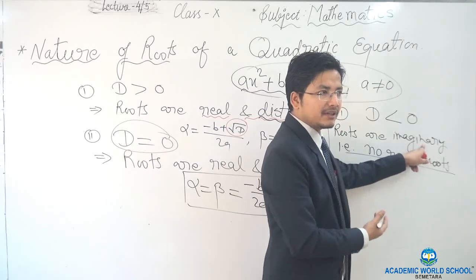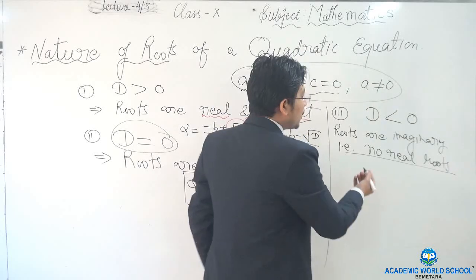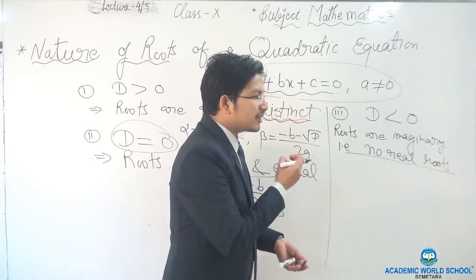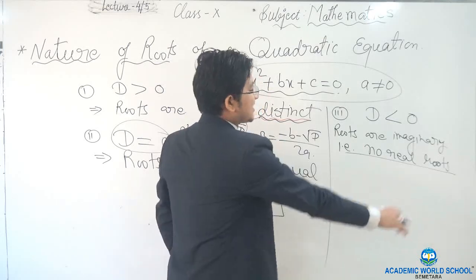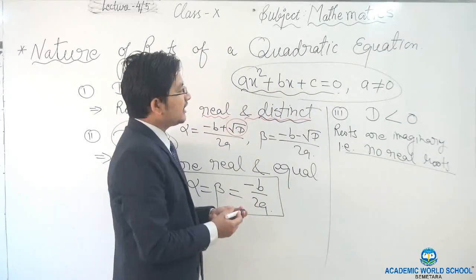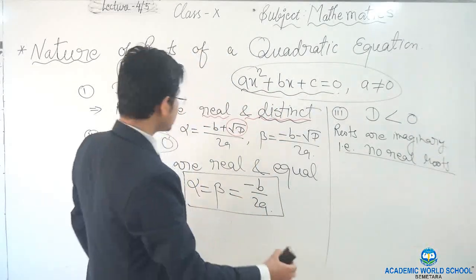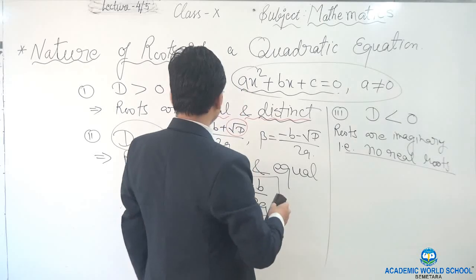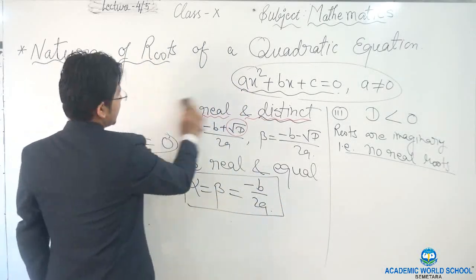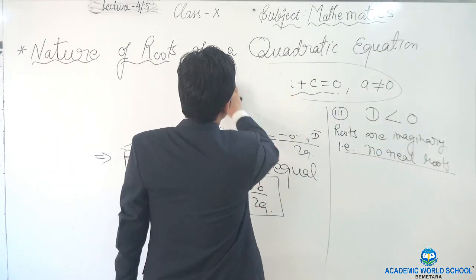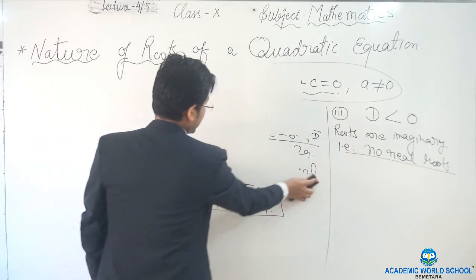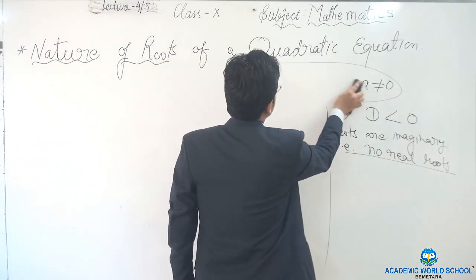It is part of the next class. No real root means we found the root but will not be able to plot that value on the number line system. That is why no real roots. Now if I have a question demanding that we find the nature of the roots of a given quadratic equation, this is very simple.